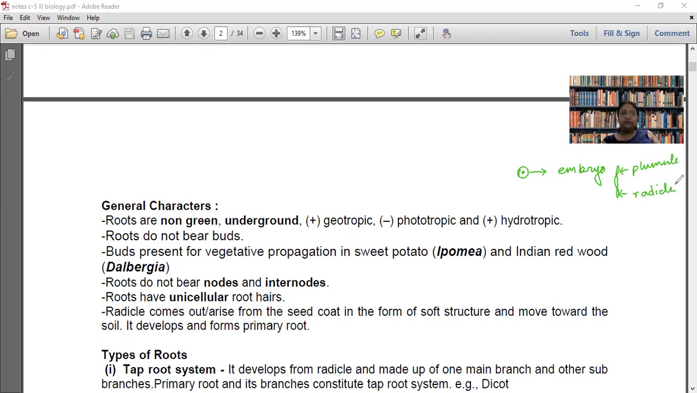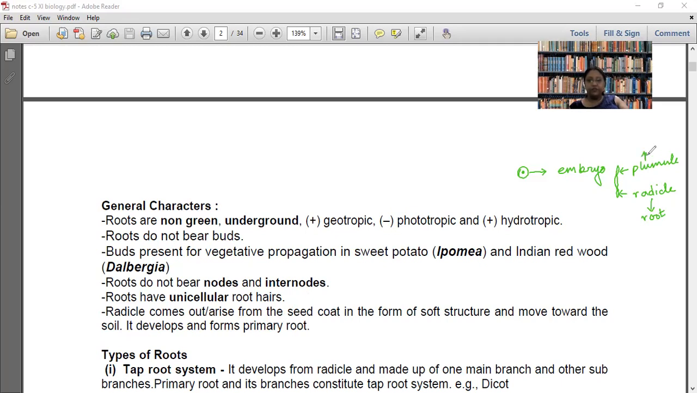In grade 12, we will learn about the embryo development stages. So you will realize that from this radicle, the roots will be formed. After seed germination, root will form from radicle, and from plumule, the shoot will form. If any root-like structure is part of the plant but is not formed from radicle, we call such kind of root an adventitious root. So we will learn about them.